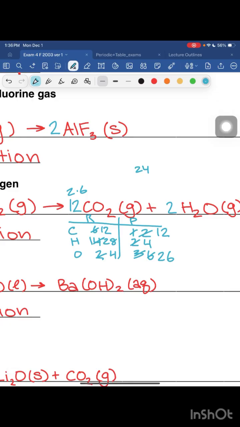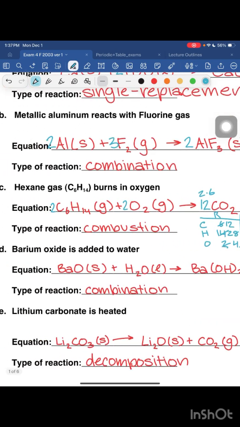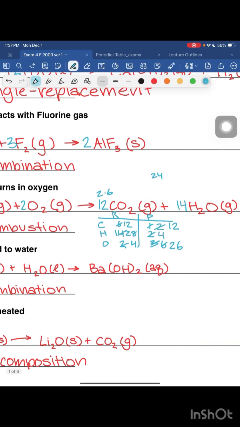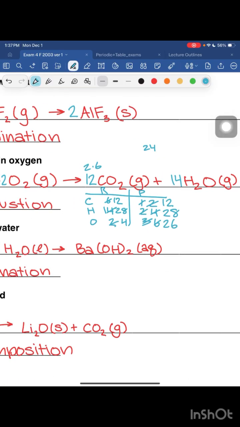So now we're going to do those hydrogens. Currently I have a total of 4 and I have 28 on this side. So to get from 2 to 28, I need to multiply by 14. So I'm going to just change this to 14. And if you look, that's the amount of hydrogens I have. So I know that that's the exact number I'm going to need. So now I have 28 on this side, and 28 on that side.